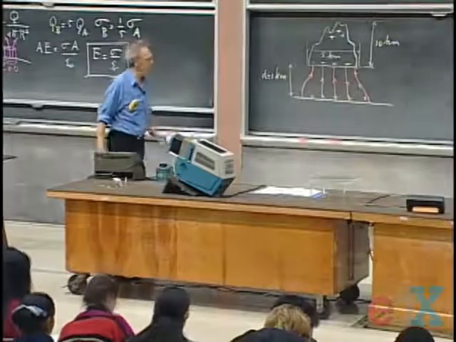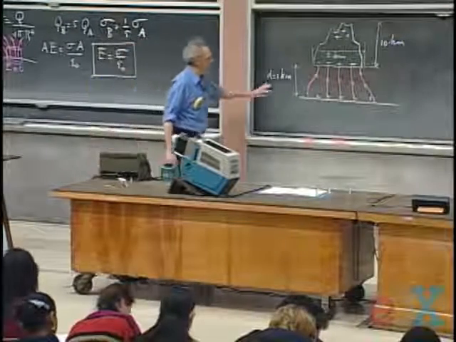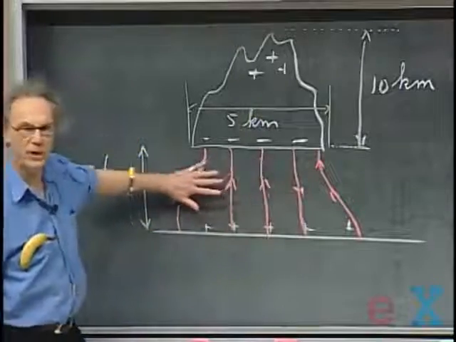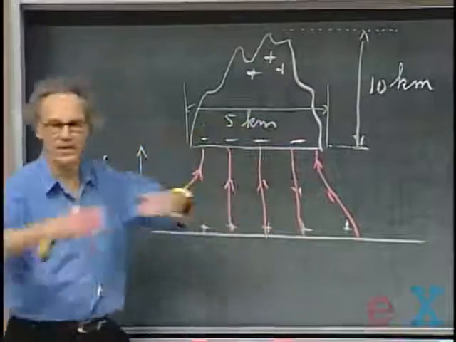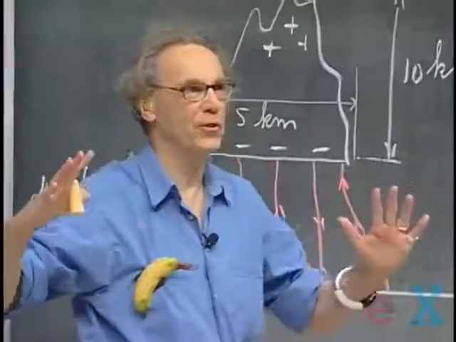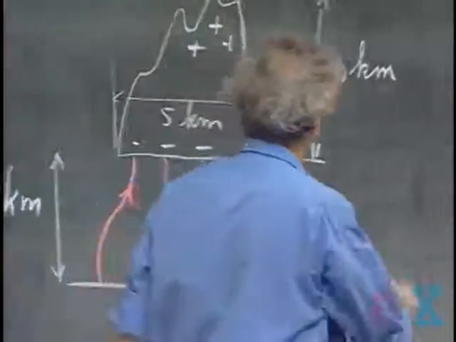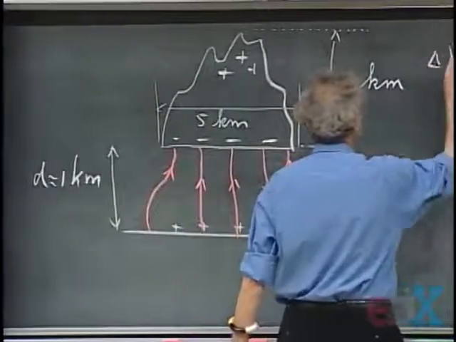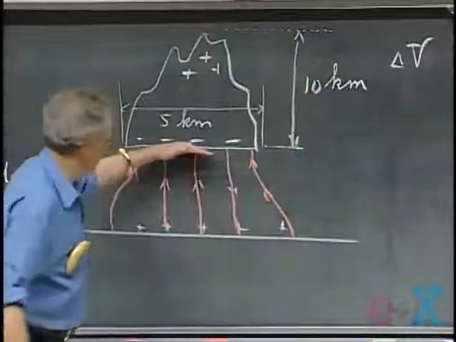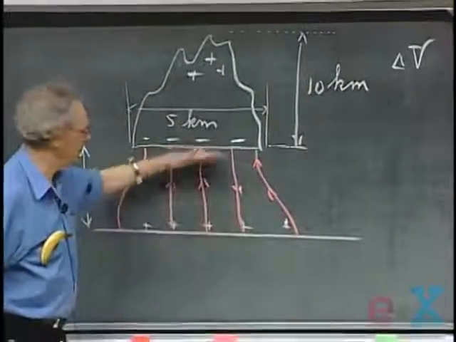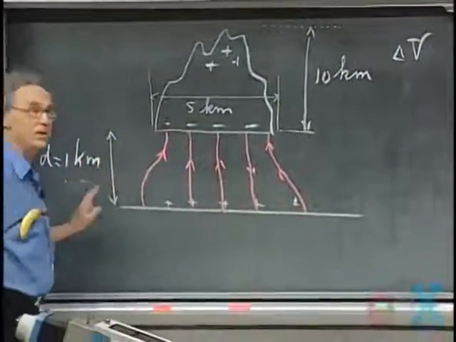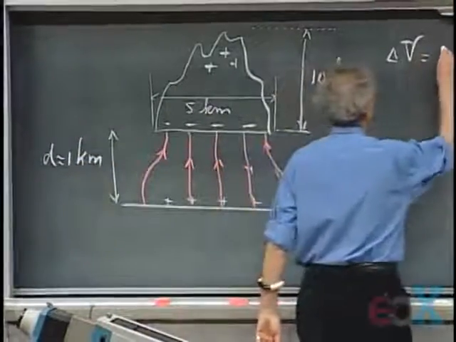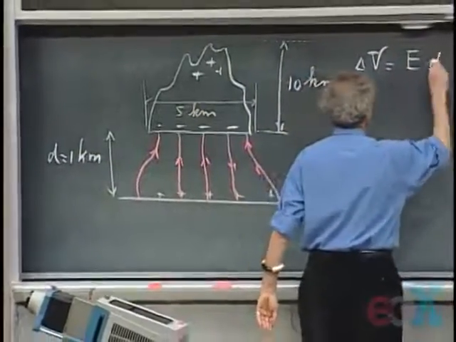If we make the simplifying assumption that the electric field is more or less constant here, it's like having two parallel plates where the electric field is constant between them, then the potential difference, delta V, between the bottom of the cloud and the Earth is simply the electric field times the distance d. So this becomes E times d.